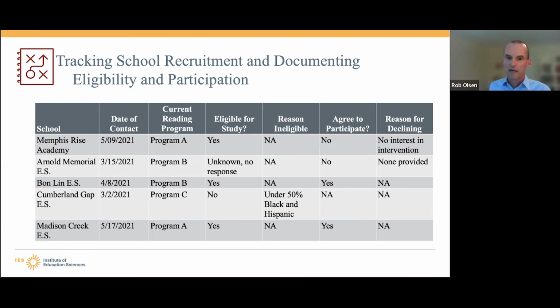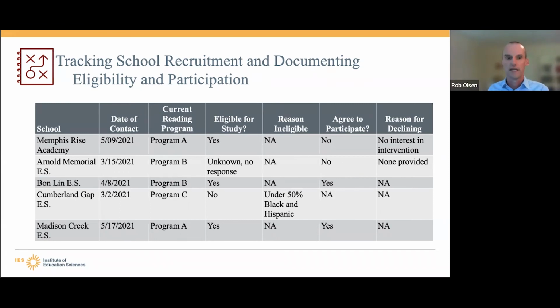It could be that either the school is just not in the market for a new, in this case, a new reading intervention, because that's what the study was designed to test. Maybe they had adopted a new reading intervention recently, or maybe there's just something about the reading intervention that's being offered that isn't attractive to some of the schools that you may be trying to recruit. So this happens. Arnold Memorial Elementary School never responded to outreach by the study team. I would have to guess this is probably the modal response for schools that are recruited, is getting no response at all.